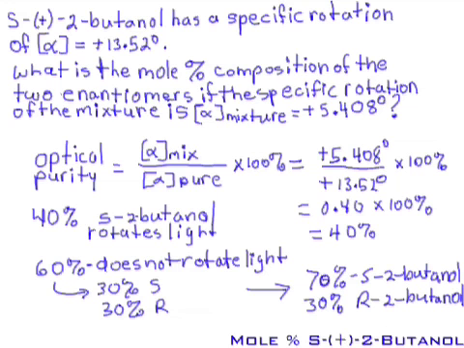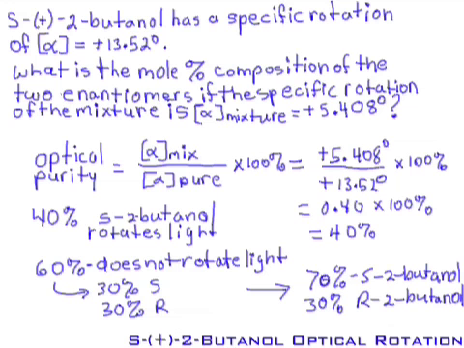Always remember, when you have an optical purity problem or a question asking mole percent composition, first solve the optical purity. And note that the percentage you get in the optical purity is not the mole percent composition. You must subtract that from 100% and find out how much is the racemic mixture. And then add the appropriate components together to get the 70% S2-butanol.